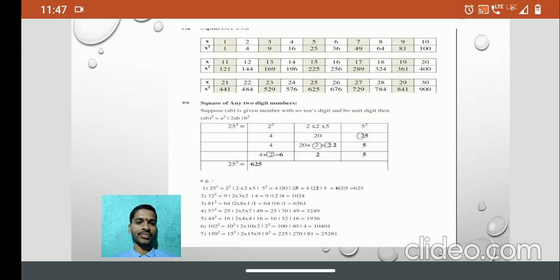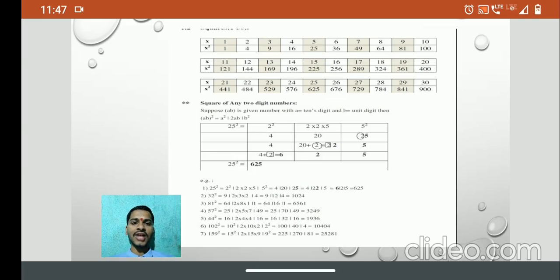Plus b square. We'll apply that formula to find the square. Here we'll make three compartments for each calculation: a square, then twice ab, and b square. We'll take one example to find the square. Here 25 is the number whose square we'll find.